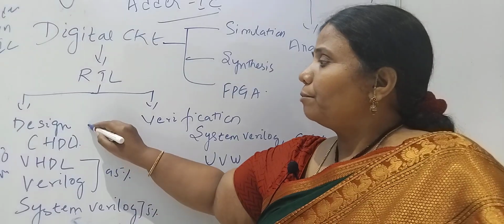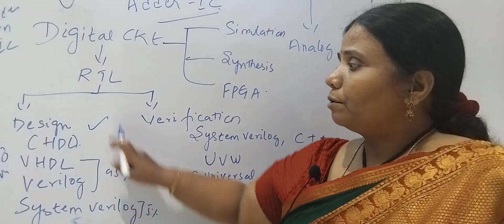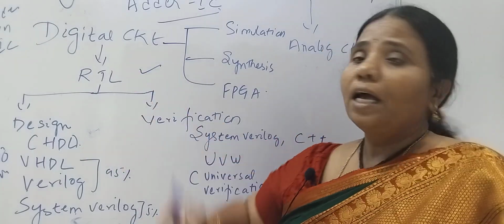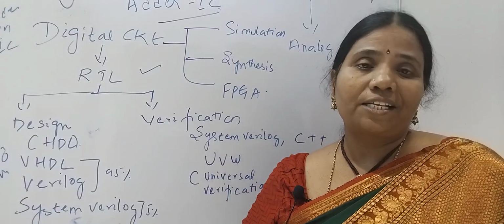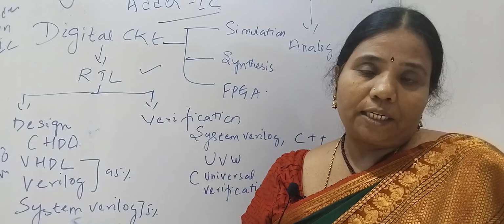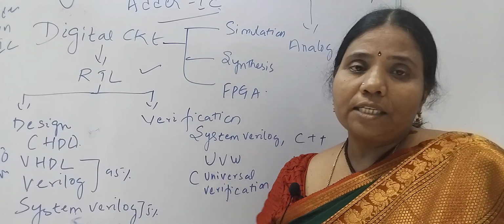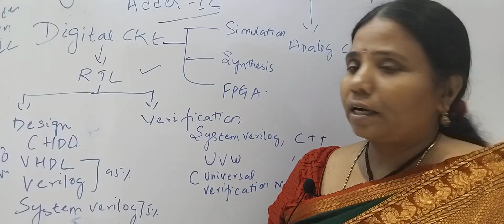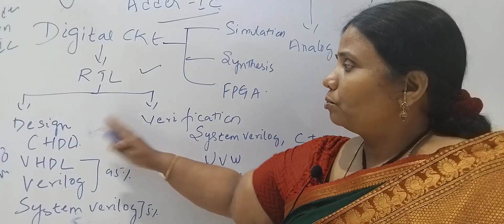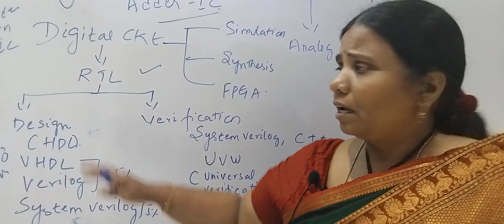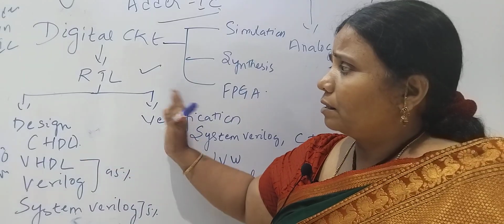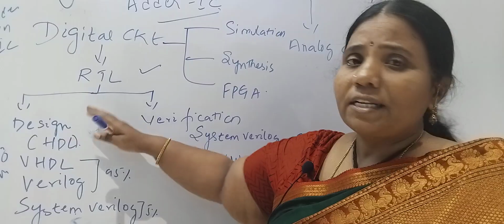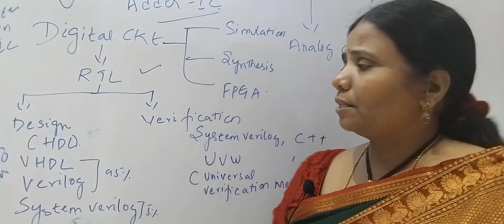The program you write for your circuit, we call an RTL design, where RTL is register transfer language. The HDL program written for the design of the circuit is said to be the RTL. In this RTL there are two stages: one stage is design, the other stage is verification.